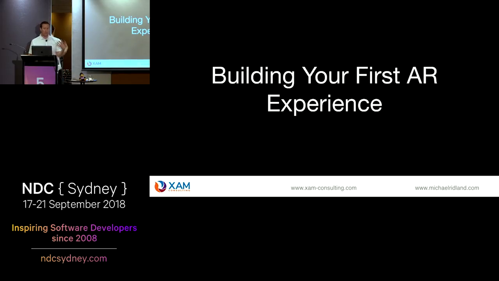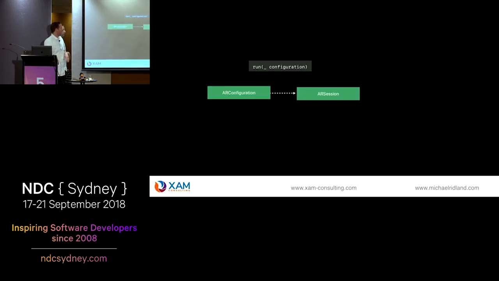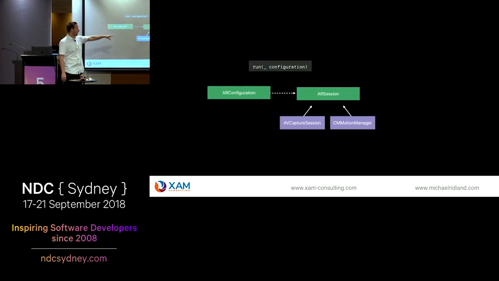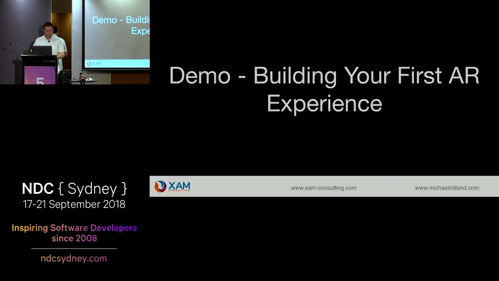So I'm just going to go through how you would build your first AR experience. You need an AR session, and to start the session, you need to provide a configuration. The configuration is basically what we saw before. Do you want the world tracking? Do you want the image tracking? The different type of tracking configuration. You then call the run method on that session. And then the video data and the motion data will go into the AR session, and from there, the frames will come through. So I'll just give it a little bit of a demo.